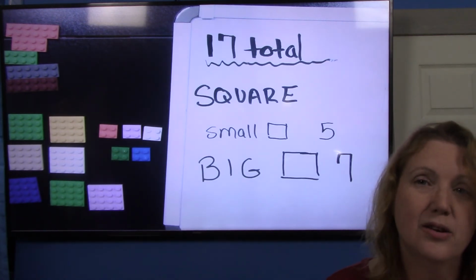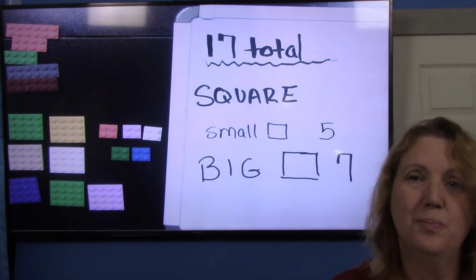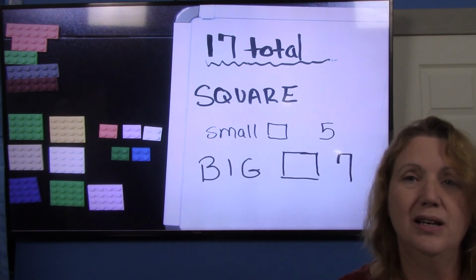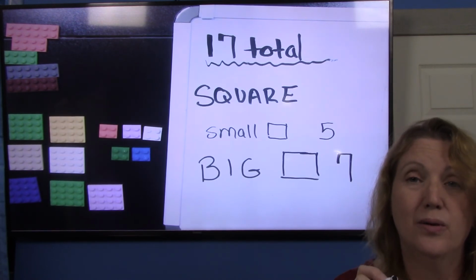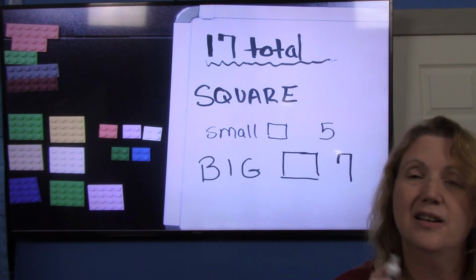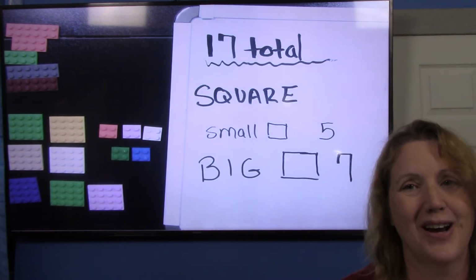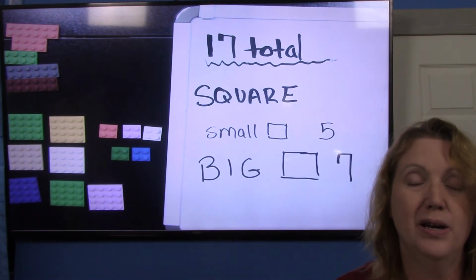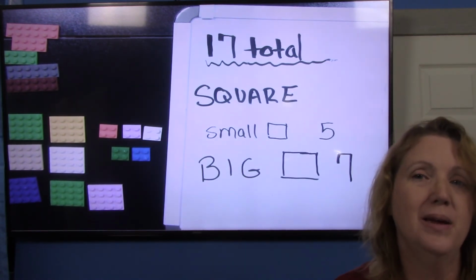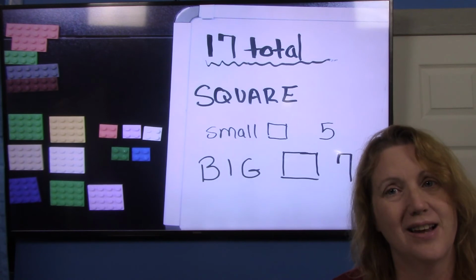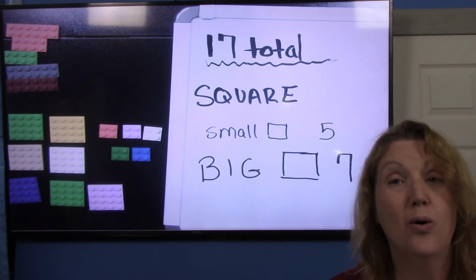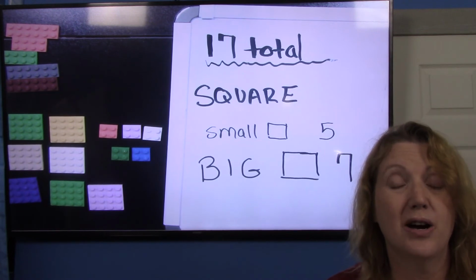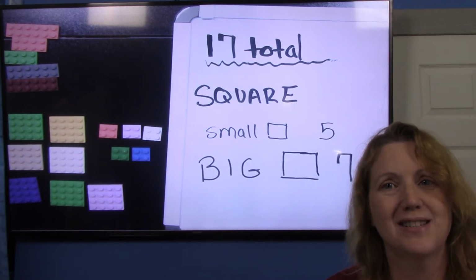Now, write those as a fraction. I want you to put your answer in the chat. You can either write out of or you can use your slash. So let me see you write a fraction. Let's do the small squares first. We know there are 5. Tell me what the fraction looks like. Put your answer in the chat, or if you're watching later on, you can put the answer in the comment section.